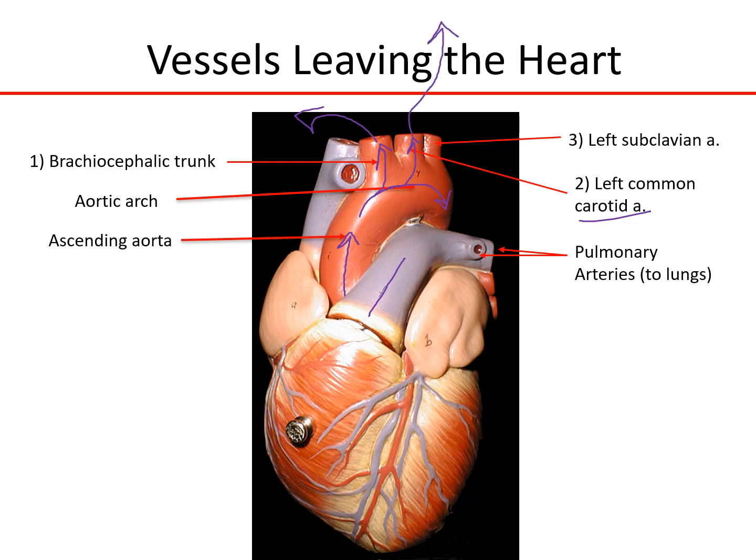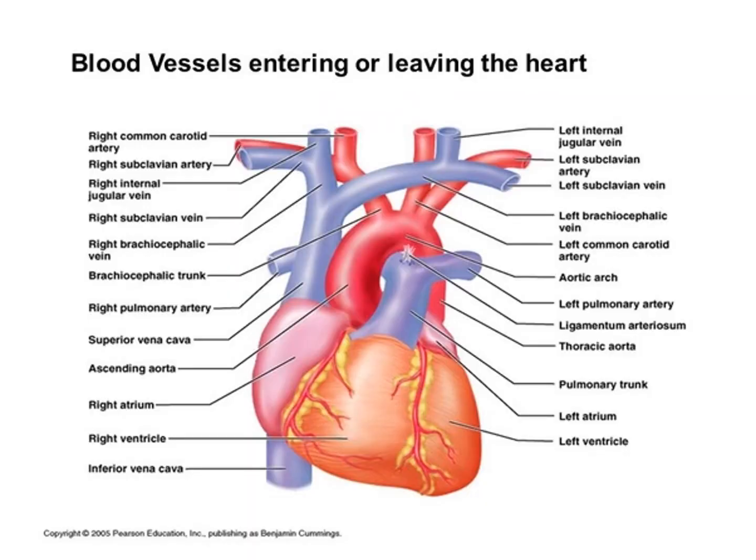And then our second branch is going to be the left common carotid. Okay, so that's going to be going up the left side of the neck, and we'll talk about that. And then our last branch is the left subclavian. Okay, and that's going to go out to the left arm. So we talked about the brachiocephalic trunk having two branches now as well. So we'll see that in the next picture. So it's going to give off the right common carotid and the right subclavian. Okay.